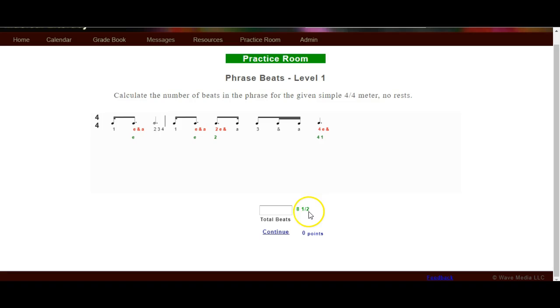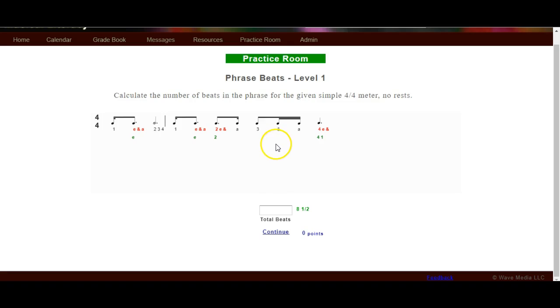What about 8 and a half? 1, 2, 3. 1, 2, 3, 4, 5, 6, 7. Oh, this is a dotted quarter. I thought it was a dotted eighth. So 7, 8 and a half. And the dot is half of a half note. So it is 8 and a half. Not 8 and a half notes. It's 8 and a half beats.